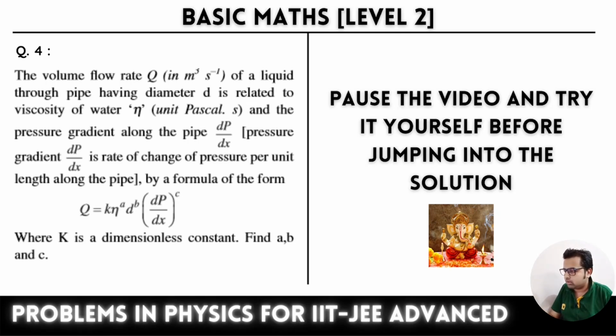And K is a dimensionless constant. What you have to do is find a, b, c. I hope the problem is very clear. So find a, b, c. Pause the video and try it yourself before jumping into the solution.